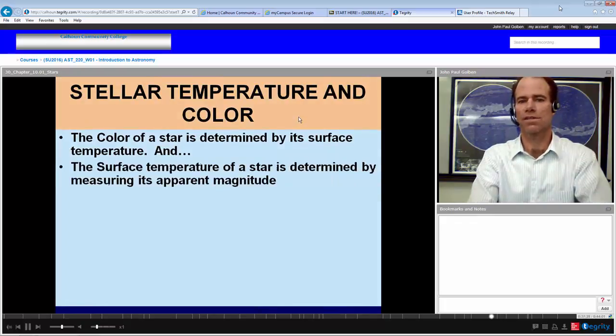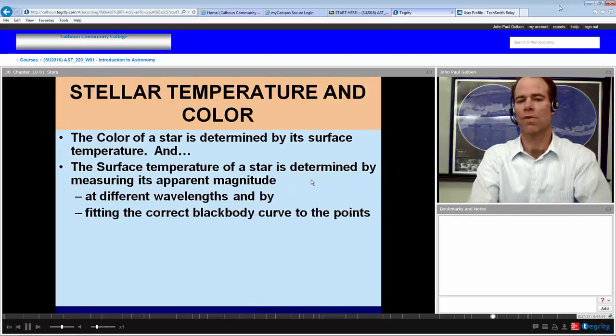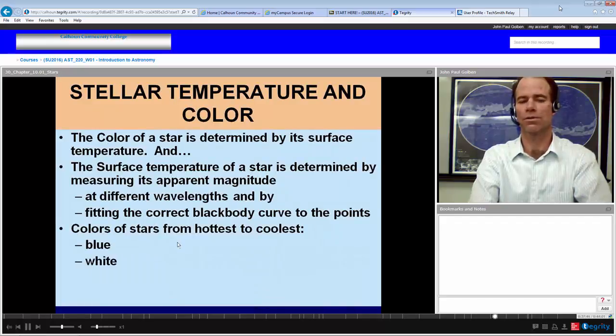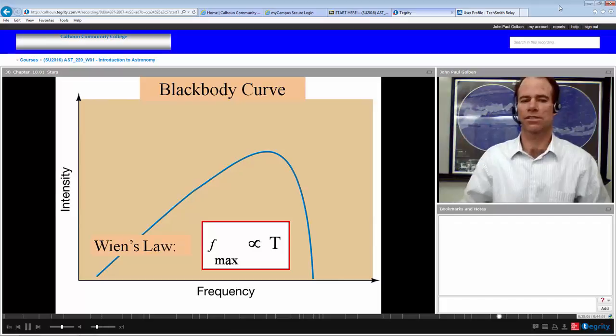The color of a star is determined by its surface temperature, and the surface temperature of the star is determined by measuring its apparent magnitude at different wavelengths, and by fitting the correct black-body curve to the points. Colors of stars from hottest to coolest go from blue to white to yellow-orange to red. Blue being the hottest, red the coolest.